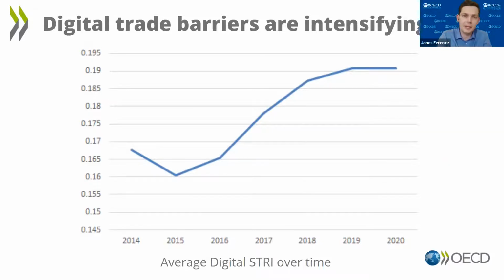So if we take that time span from 2014, we see an increase in the level of digital trade barriers, with the exception of last year, which was partially a result of the COVID pandemic, where governments have slowed down on imposing new barriers, and rather they have implemented more facilitation measures, for instance, on electronic signatures and electronic payments.